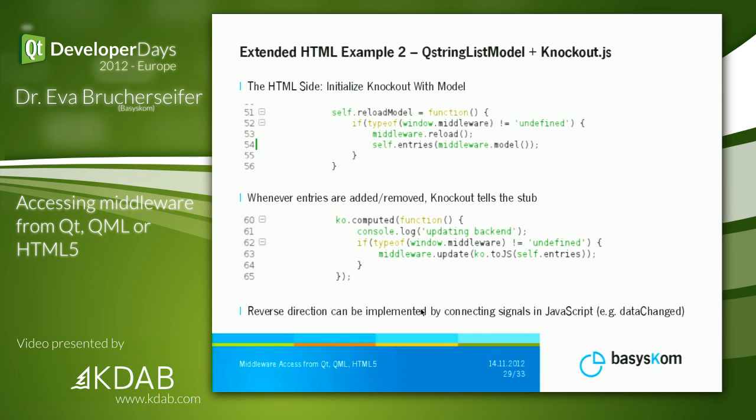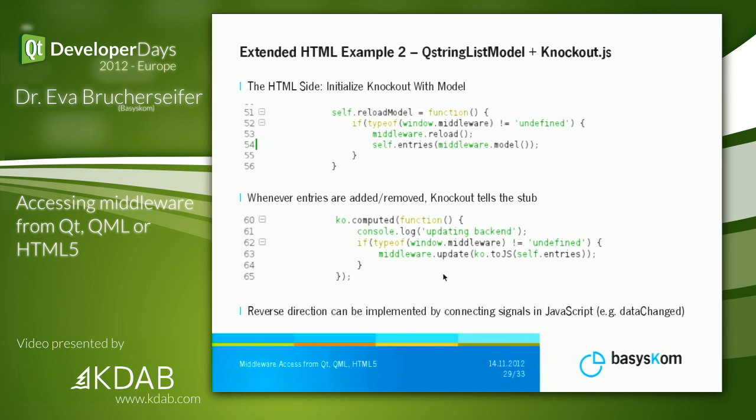You can also connect signals from the JavaScript side. If you have a signal in the middleware, let's call it updated, then you could call middleware.updated.connect and put a JavaScript function as a parameter, and it would be called whenever the signal is triggered. This works for all signals. I don't have it in the slides. I have it in a demo code. So if you want to look at it, you can come to me afterwards.